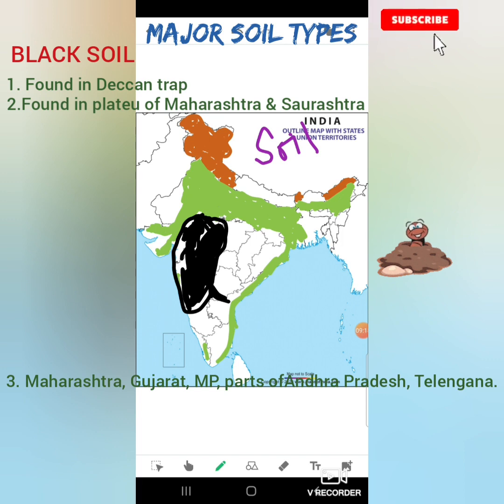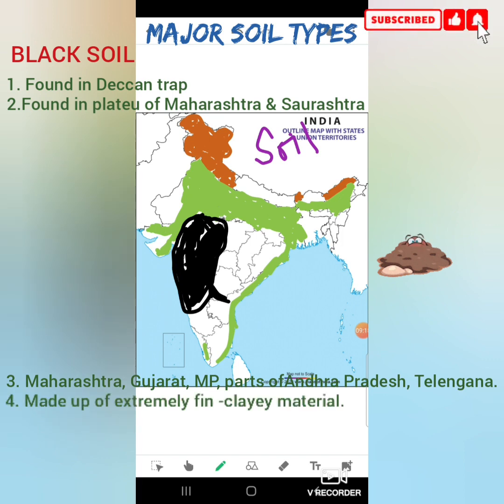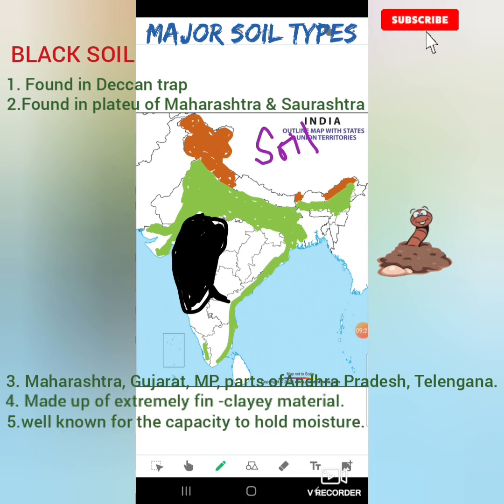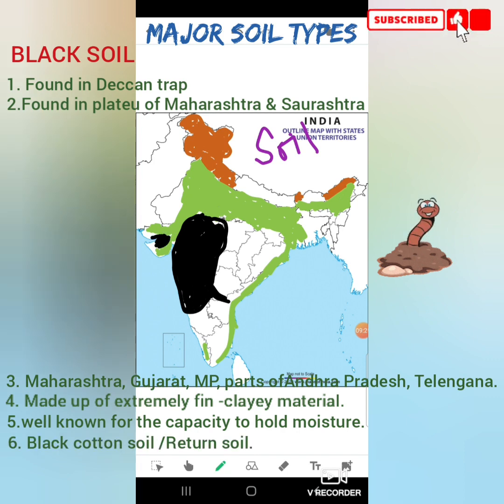So with this you can see that this soil is also called the regur soil. As it is best for the growth of cotton, this particular Gujarat and Maharashtra region is best for the growth of cotton. That is why this is also called the black cotton soil. We can say it is typically found in the Deccan Trough. This area, if you see, is typically found in the Deccan Trough, which is made up of lava flows.